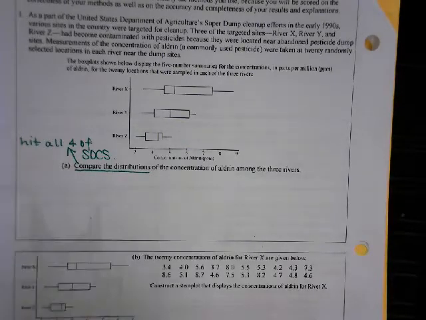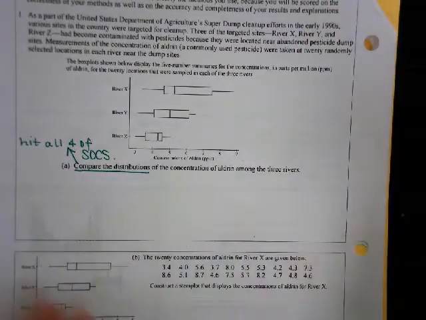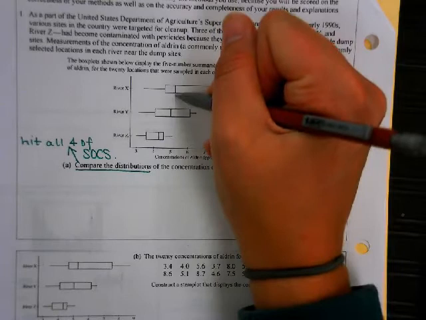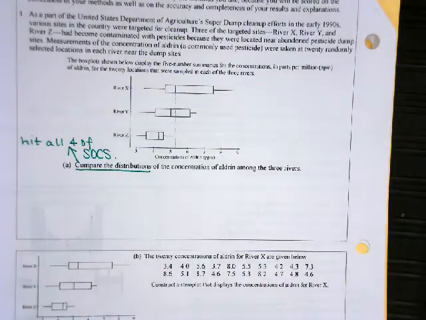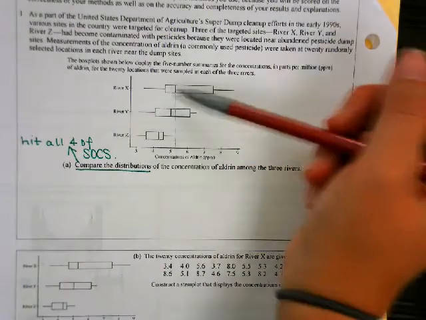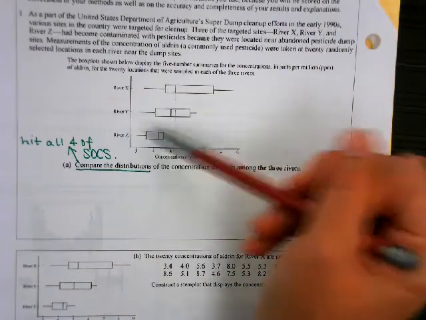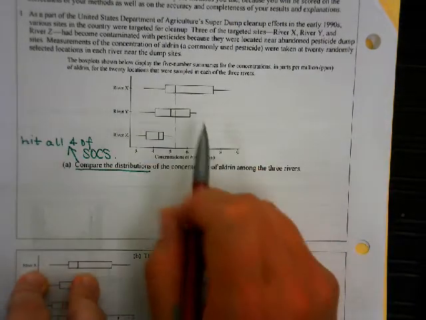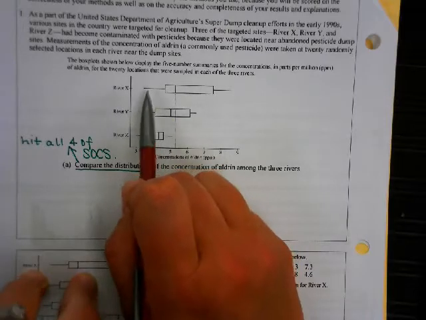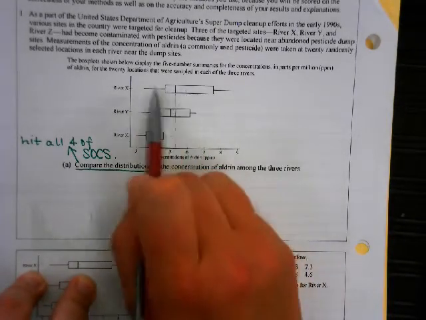So before I actually write anything, I'm going to look at what's going on with these box plots. There's my pencil. So the first thing that I noticed about the box plots is that River X, the median is higher than the median in the other 2. In fact, the median of River X is higher than all the samples in River Z. Last time we talked about how to know whether a distribution was skewed when looking at the box plot.